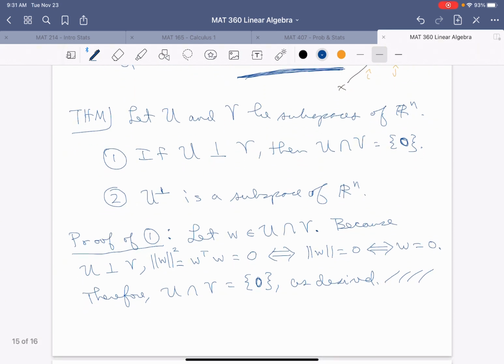And again, let me just make a remark here. The proof of 2, use the subspace test. And so that would be a good problem to practice. See if you can get through that subspace test.